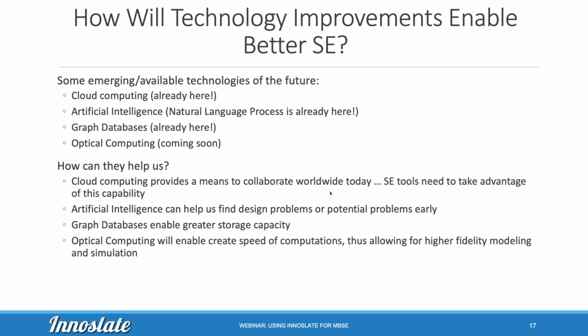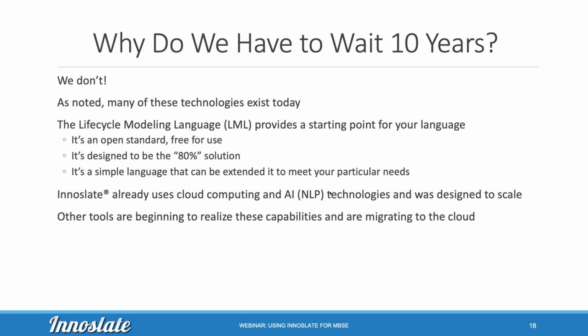Graph databases give us greater storage capacity. And of course, graph databases are things like Google Bigtable. Amazon now has an equivalent of that they're putting out. So again, we're hoping to use that in the future ourselves. Optical computing, of course, will really speed up the computations and give us much higher fidelity in modeling and simulation. So why do we have to wait 10 years? Well, we really don't. As noted, most of these technologies really exist today.